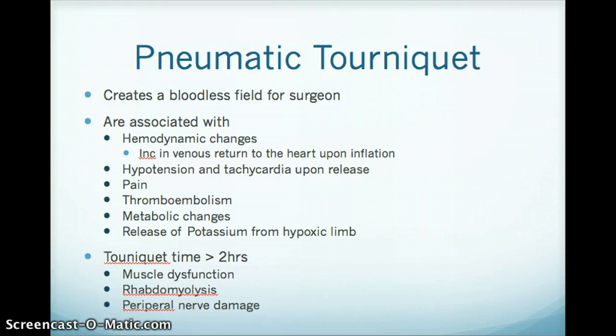Tourniquets are also associated with thromboembolism due to venous stasis and can cause cardiac arrhythmias related to the washout of metabolic waste and high levels of potassium from the hypoxic limb. Tourniquets are inflated to 100 millimeters of mercury higher than the patient's systolic blood pressure, and it is recommended that the inflation time not exceed 2 hours. Times greater than this can lead to muscle dysfunction, rhabdomyolysis, and peripheral nerve damage.